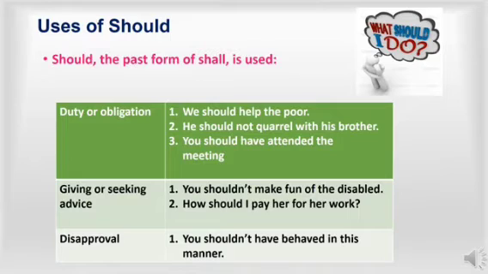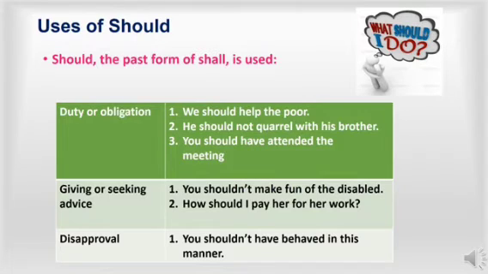Next, uses of should. Should is the past form of shall. How is it used in a sentence? If it is a duty or an obligation, how is the word should used? We should help the poor. He should not quarrel with his brother. You should have attended the meeting.